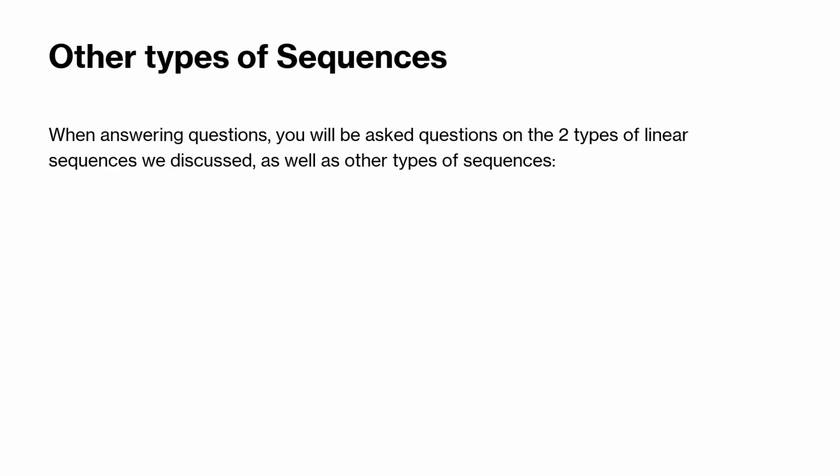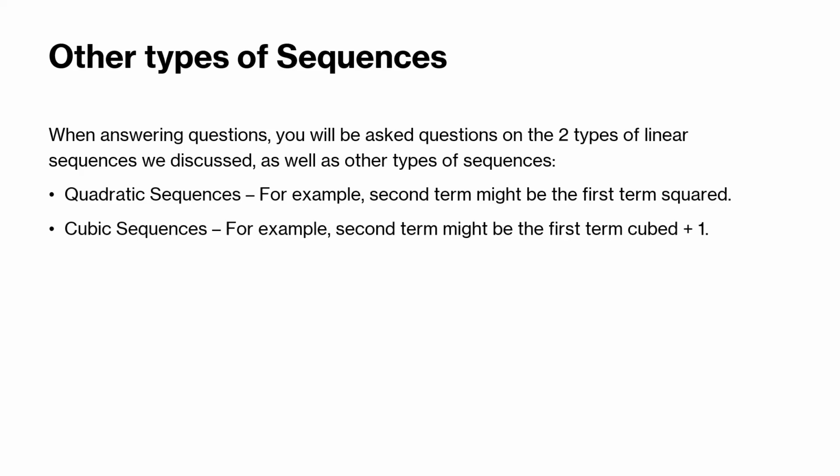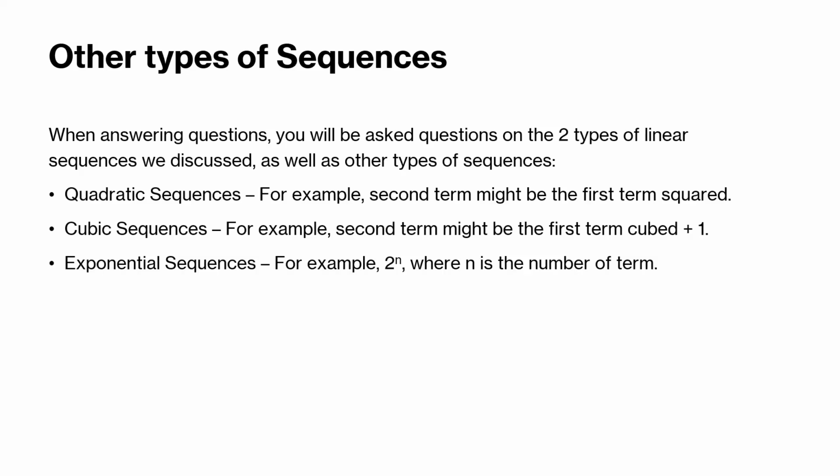There are other types of sequences that you need to be aware of. When answering questions, you'll be asked questions on the two types of linear sequences we've discussed already, arithmetic and geometric sequences, as well as other types of sequences. First, quadratic sequences. For example, the second term might be the first term squared, or the second term might be the first one squared plus an extra constant, 1 maybe. Cubic sequences. The second term might be the first term cubed, or again cubed plus 1. Or exponential sequences.